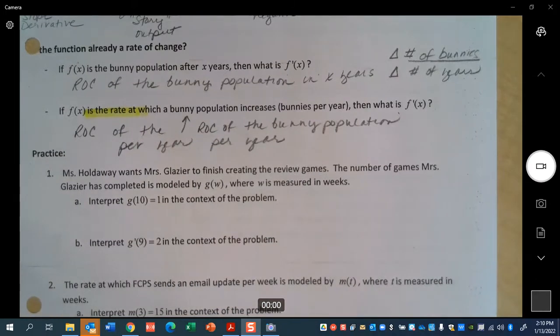Rate of change. So I'm looking at the rate of change of the rate of change. It's what we talked about with acceleration. How much is the velocity changing? That's acceleration. It's the rate of change of the rate of change.